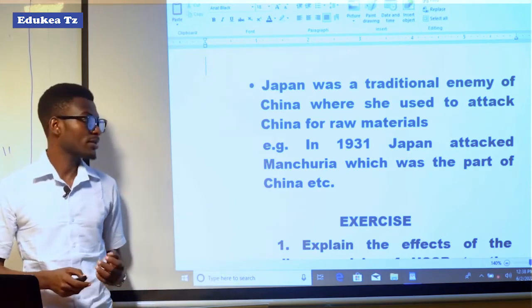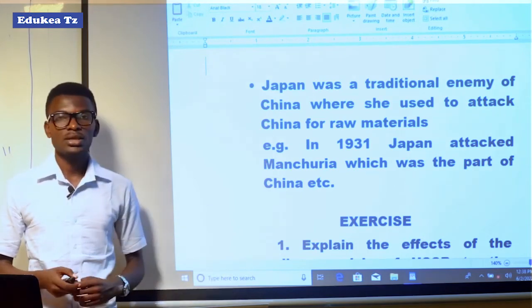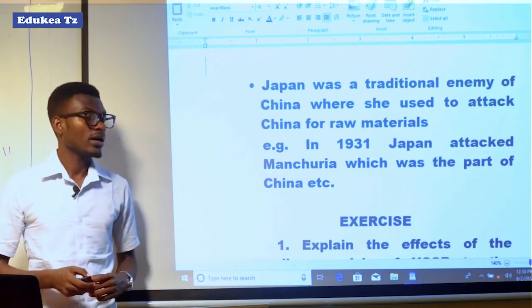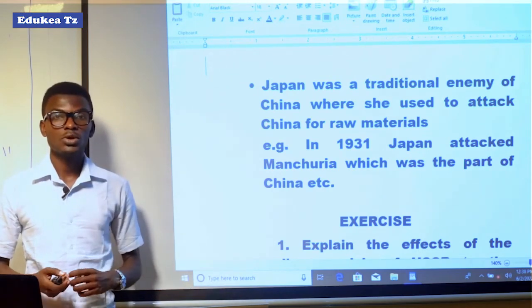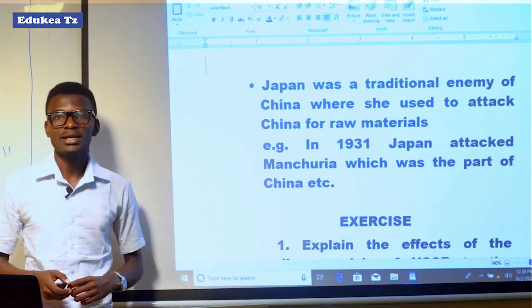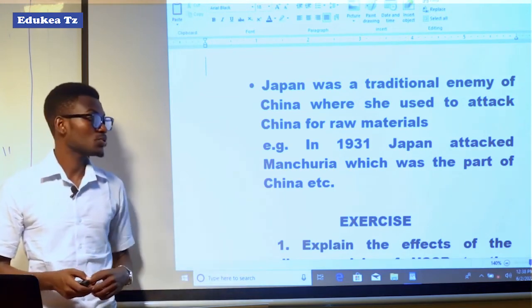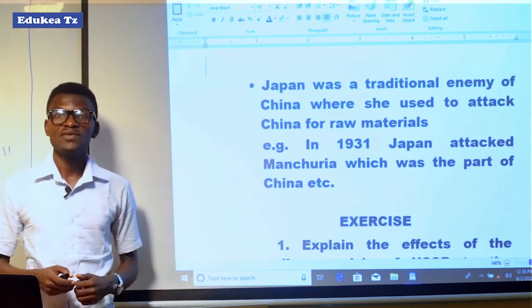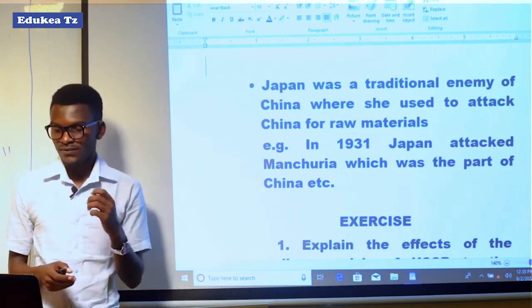1931, where Japan attacked Manchuria, that was part of China, and introduced the kingdom called Manchukuo in Manchuria, which was a part of China, and that was another situation that was in China before the revolution of 1949.